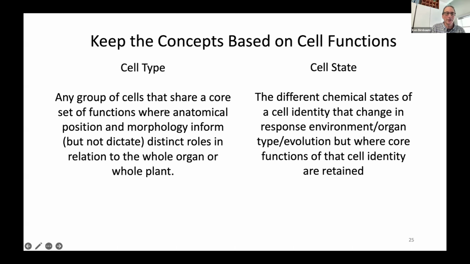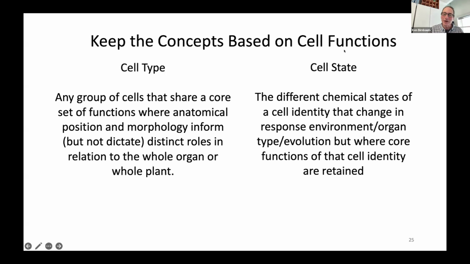Okay, so any group of cells that share a core set of functions, where, yes, anatomy and position matter, but not necessarily dictating the distinct roles, because cells can change a lot in the same position. And cell states, different chemical states, some transcriptional, protein, that respond to, of course, environment, organ type, evolution, where there's still some core identity. What is that core identity? Yes, I'm going to have trouble defining that. So I think these are ideas that have come along already.